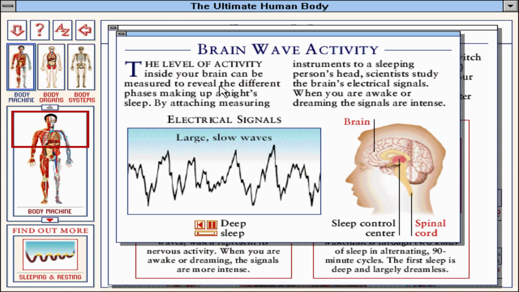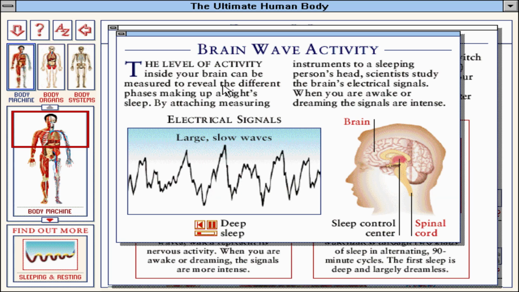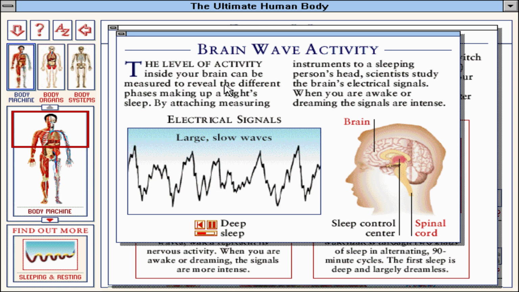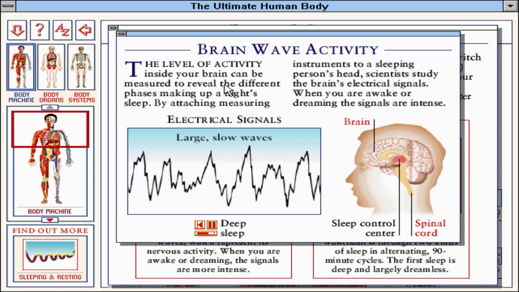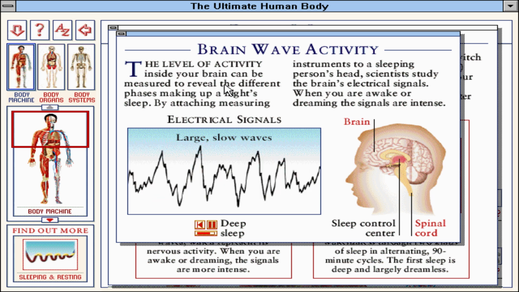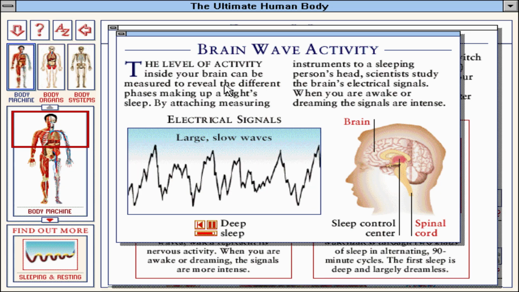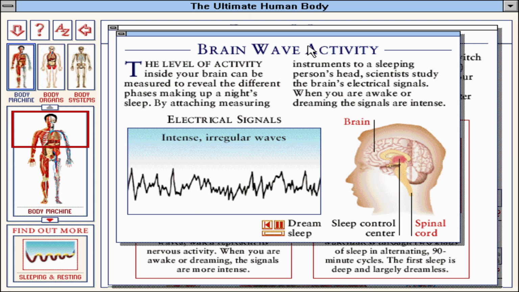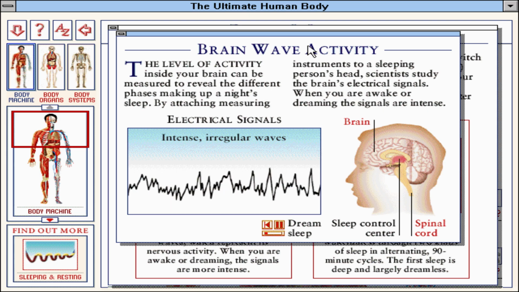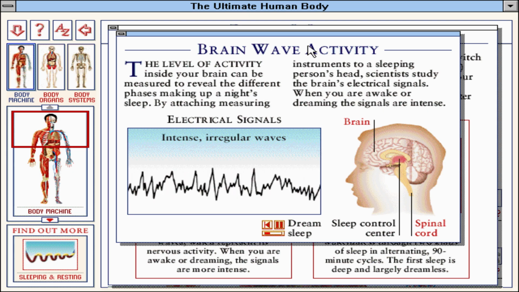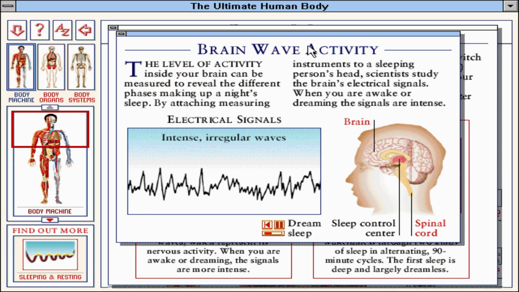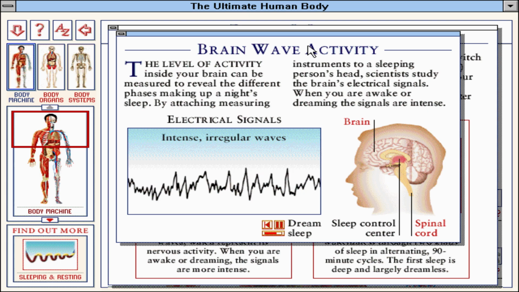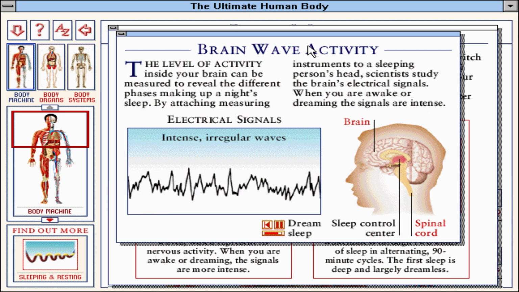When you are in a state of deep sleep, your body functions slow down considerably. The electrical signals sent out by your brain relax and become less intense. Your breathing rate and heart rate become irregular during dream or REM sleep. The electrical signals from your brain are intense at this time and resemble those sent when you are awake.